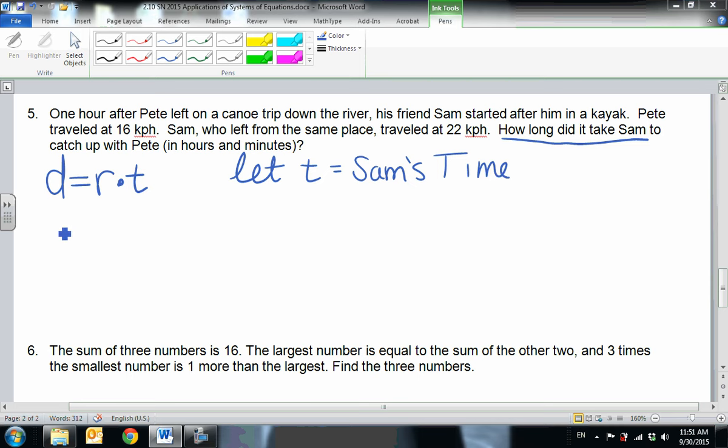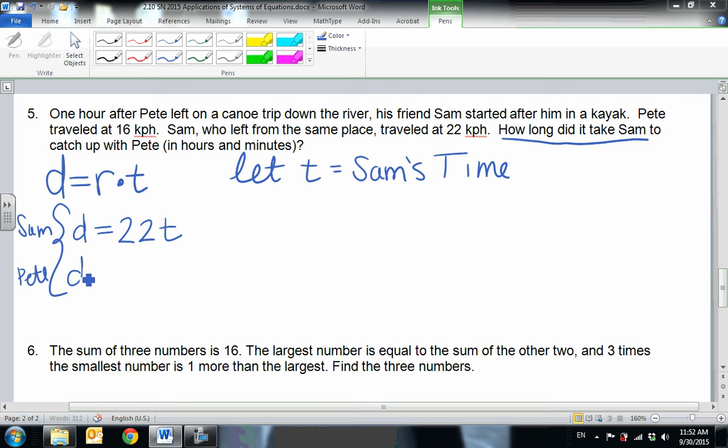So I'm going to write two equations because I've got two people. I've got Sam and I've got Pete. Always write the easier equation first. In this case, T was Sam's time, so let's write Sam's equation first. So distance equals, what was Sam's rate? 22. And then T we defined as Sam's time, so it's just T. All right, let's talk about Pete.